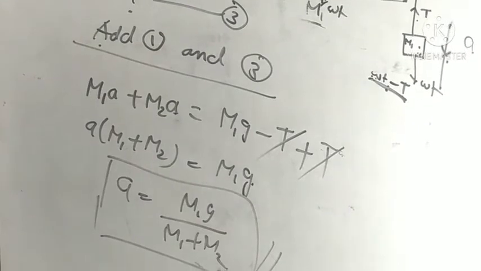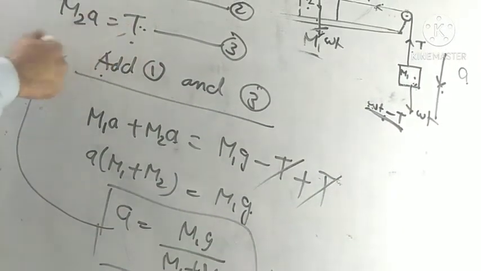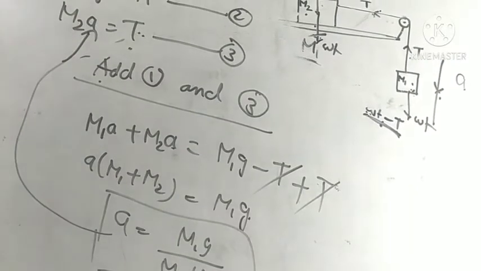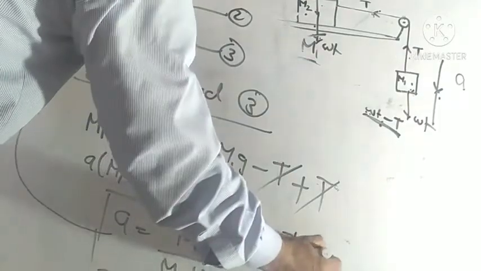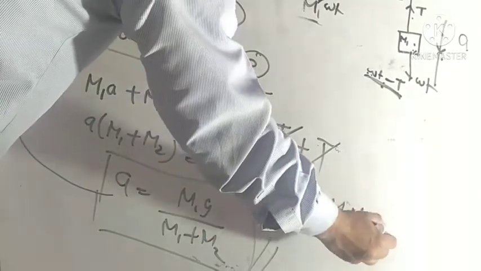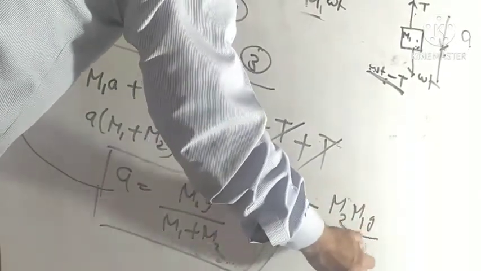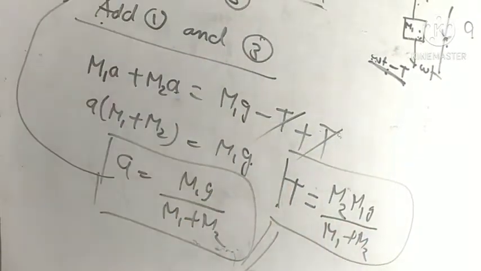Now we have to find the tension T in the string. We put this value in equation number 3, and then we get the tension T in the string. So T is equal to M2 times this value, M1G upon M1 plus M2. So this is the tension T in the string.